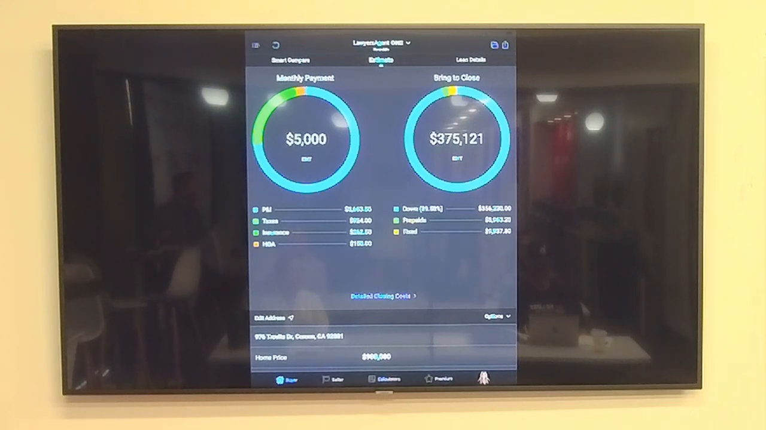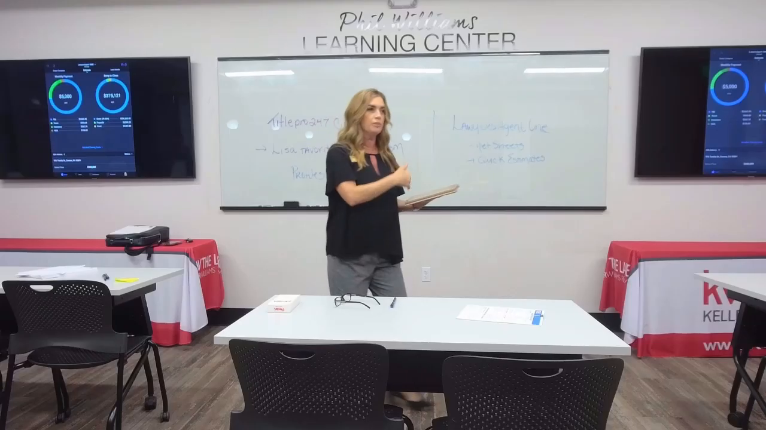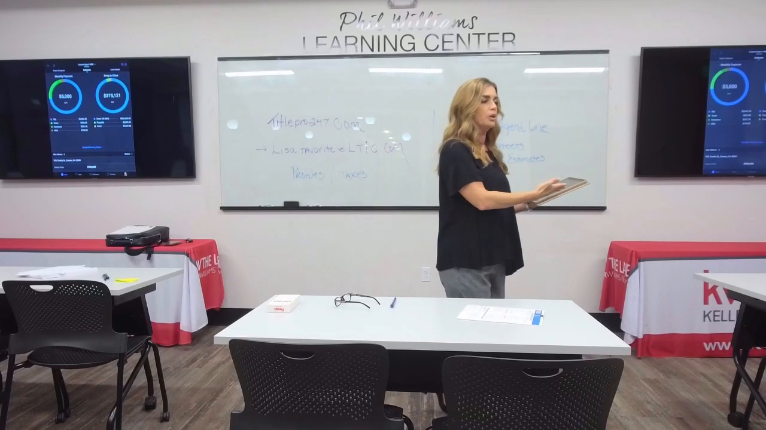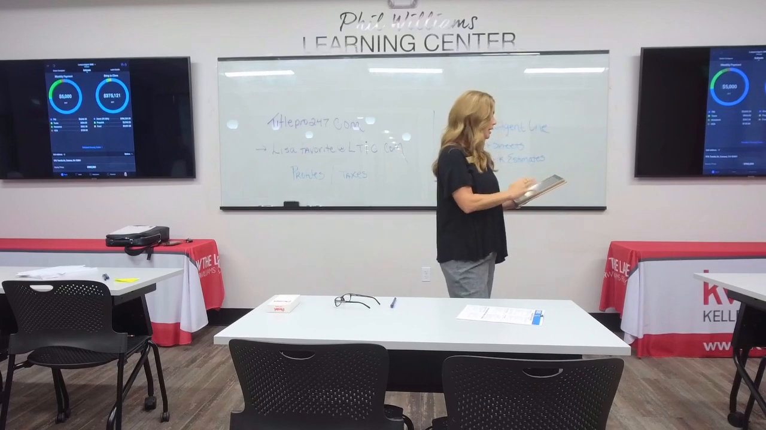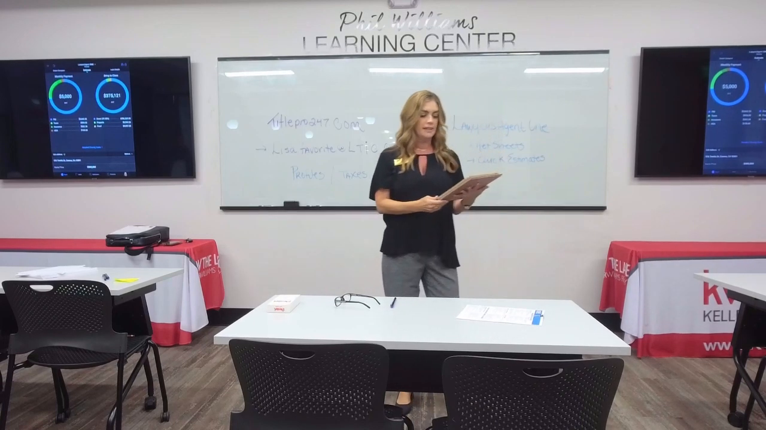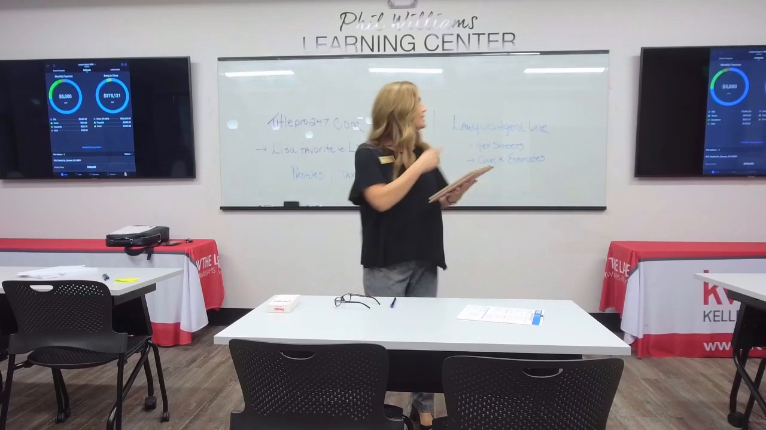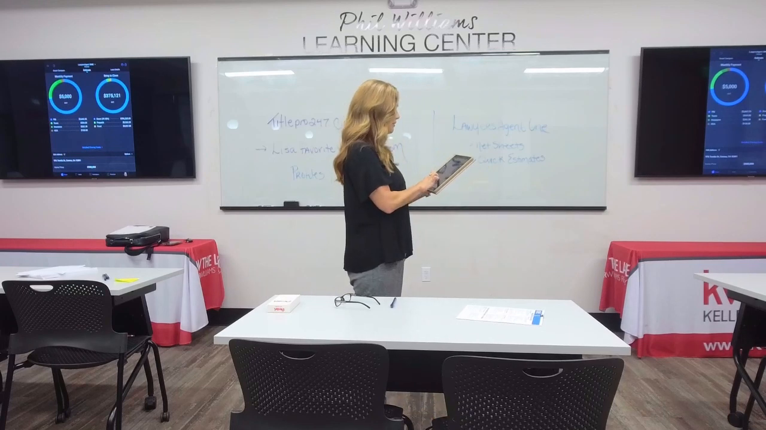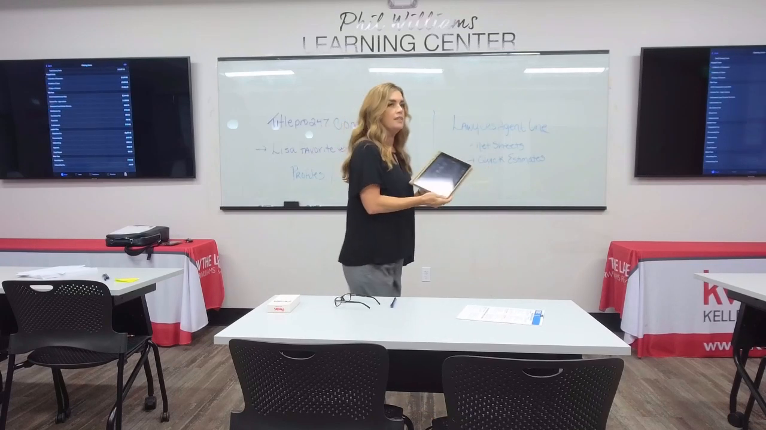I want to make sure you guys have a really good, clear understanding that you can manipulate the numbers as far as what your buyer says they're comfortable with. If 5,000 is good and they're good with bringing that to close, we'll go from there. The detailed closing costs below that, if I click on that, that's all the standard fees, right?